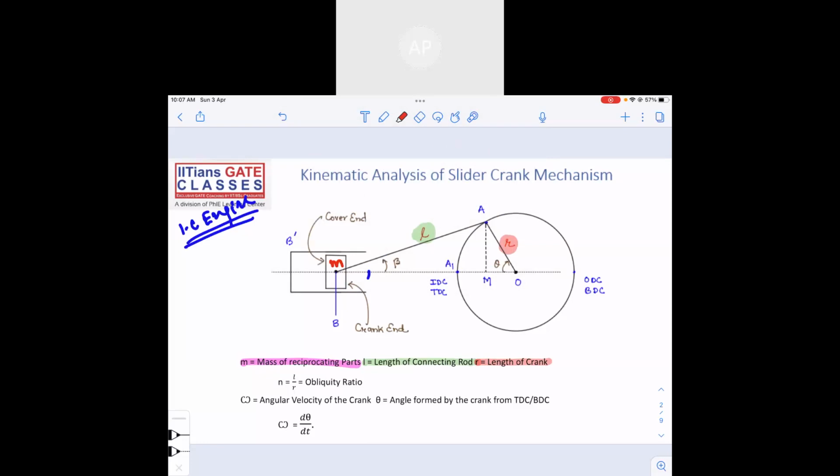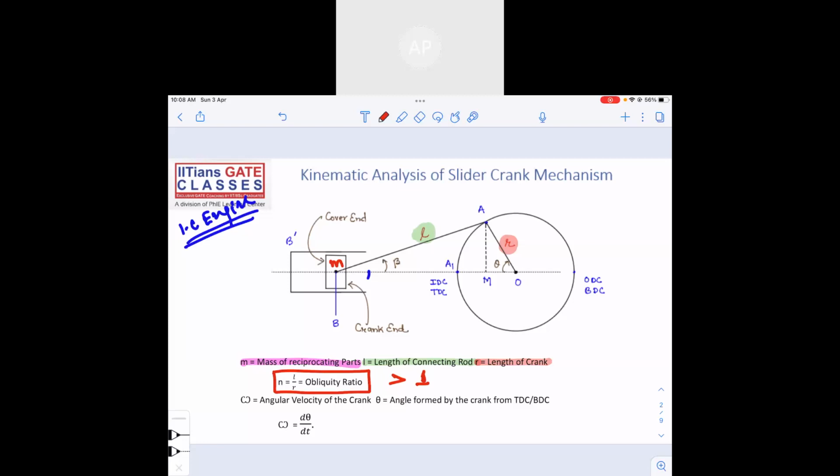Then we define a term which is known as obliquity ratio, right? Obliquity ratio is L divided by R, that is length of connecting rod divided by length of crank. Generally, this ratio remains greater than 1. It will be in the range of 4.